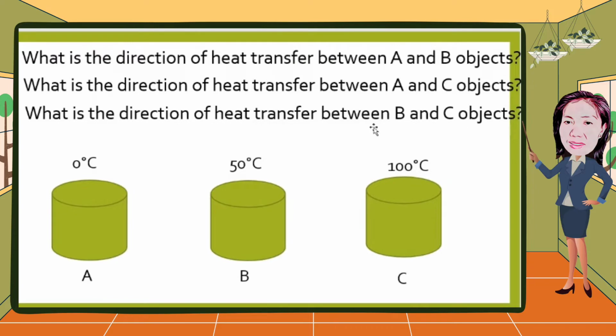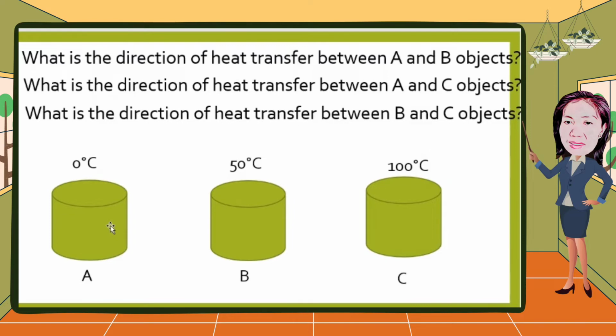Okay, this one. What is the direction of heat transfer between object A and object B? So object A is 0 degrees Celsius and B is 50 degrees Celsius. To the right, to the left? Left po. The left. Very good, Laika.